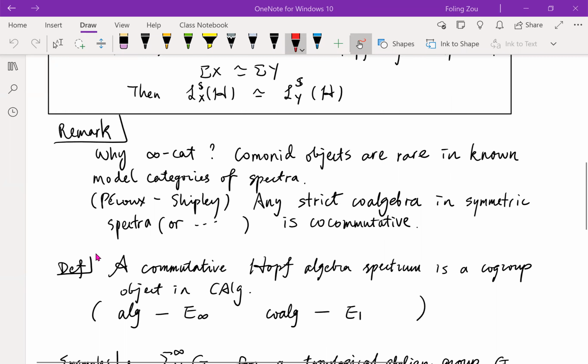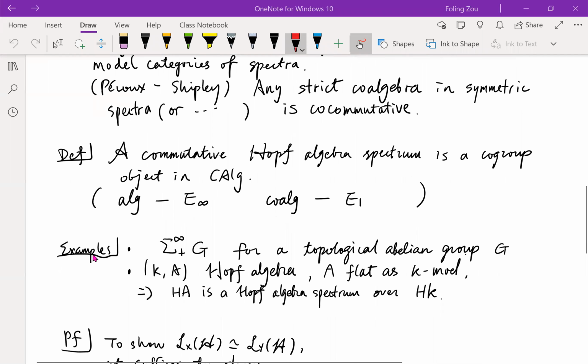So alternatively, we work in the infinity categories and we define a commutative Hopf algebra spectrum to be a cogroup object in commutative algebras. So we are asking the algebra structure to be E-infinity and the coalgebra structure to be only E1. And some examples of this are here. If we have a topological abelian group and we do suspension of it, we get a commutative Hopf algebra spectrum because the suspension functor is strong symmetric monoidal.